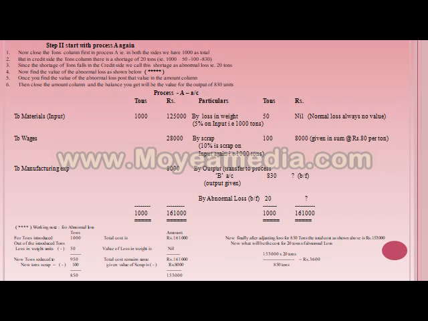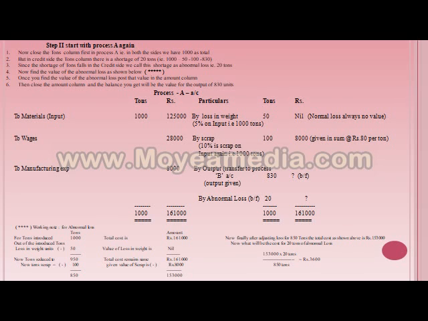For 1000 tons introduced, the total cost works out to 1,61,000. After this 1000 tons, 50 tons is a normal wastage and it doesn't have value, as shown here. So when you remove the 50 tons and the value is 0, the remaining is 950 tons and the value remains the same, 1,61,000.